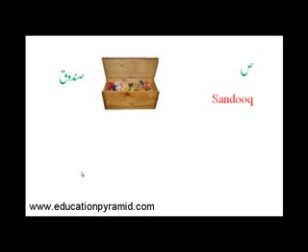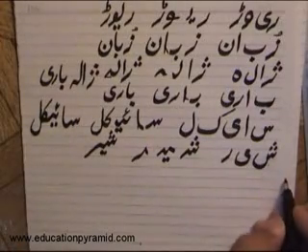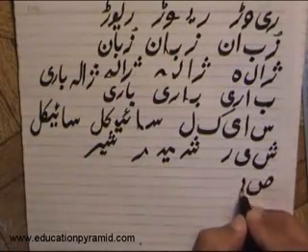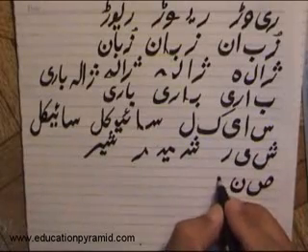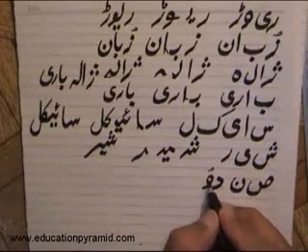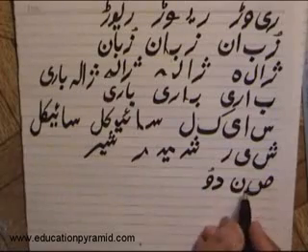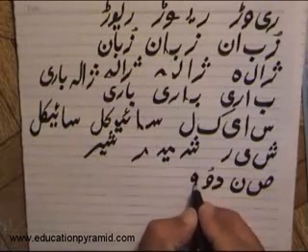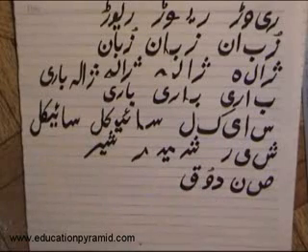Swad, sanduk, box. Swad, sanduk. Sanduk: swad, noon, dal, waw, pesh, du, sandu. Then kaf, sanduk.